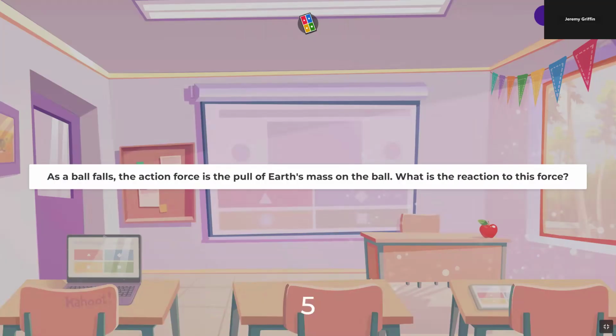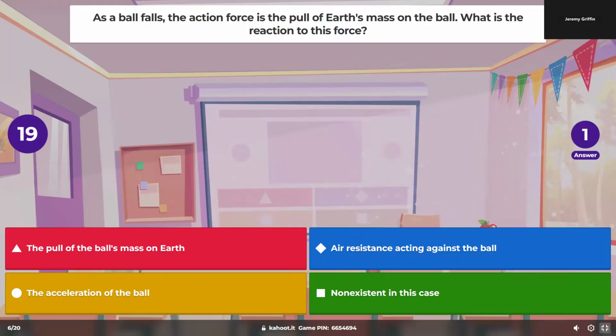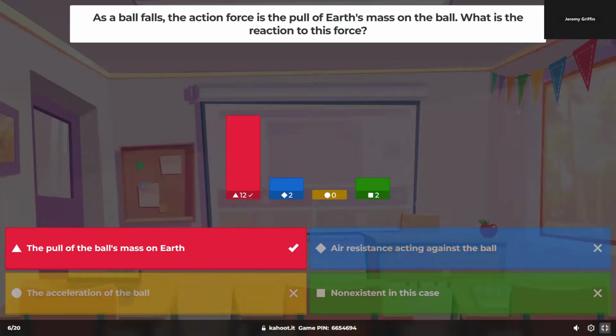Ball falls. Let's say the action force is the Earth's mass pulling on the ball. What's the reaction force? Let's see, Earth pulls down on the ball. Yeah, the ball pulls up on the Earth. All right, there you go.